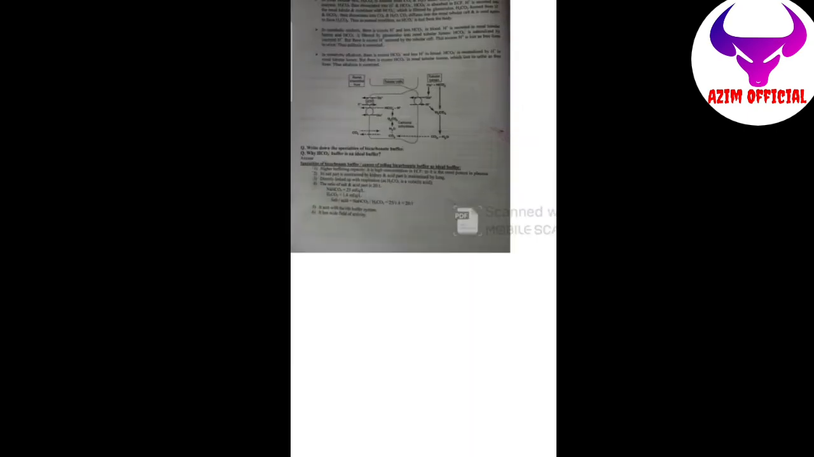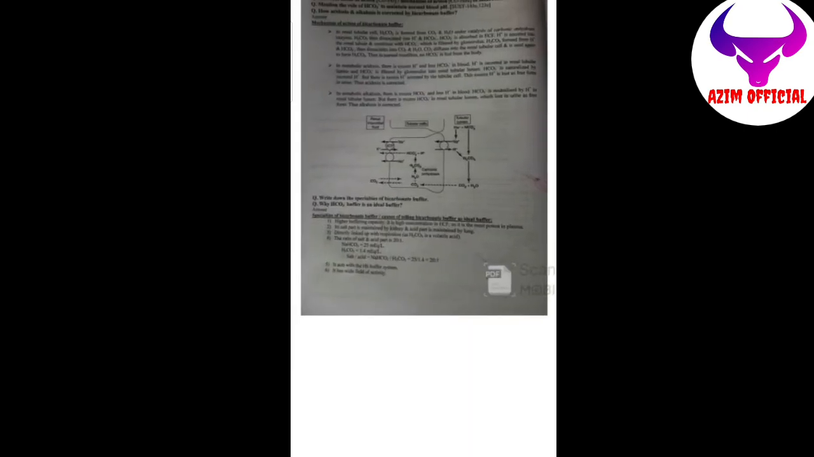Write down the criteria of an ideal buffer. Please show the next slide. The criteria of an ideal buffer is that pK will be closer to pH. Maximum is when pK is equal to pH. That's why I discussed the maximum capacity. Also, the buffering capacity must be higher. The salt part will be slightly higher than the acid part. Those are the three criteria of an ideal buffer.